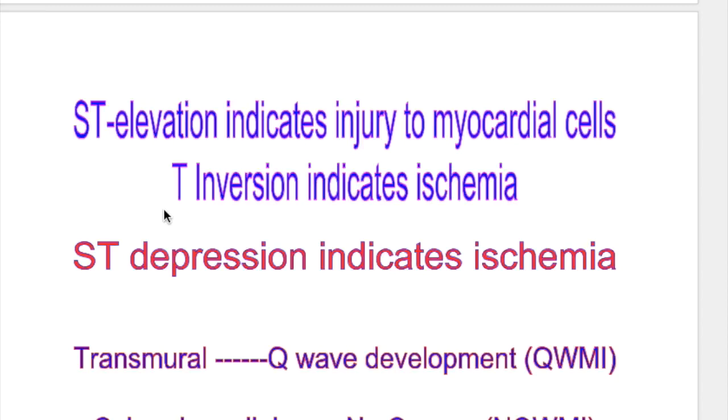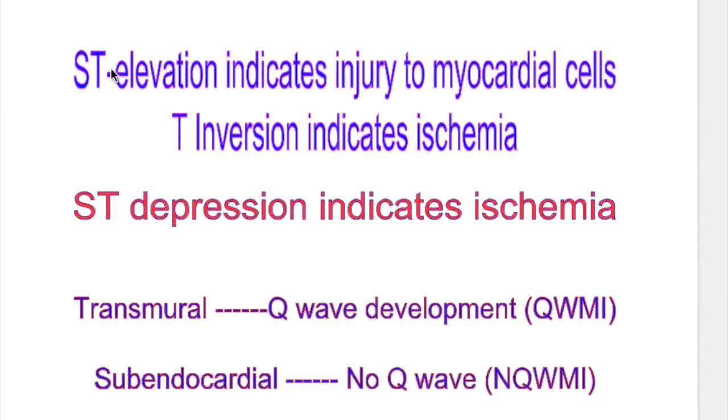So what's the meaning of ST elevation and ST depression? ST elevation indicates injury to the myocardial cell, and ST depression indicates an ischemia. And what does T inversion mean? T inversion indicates ischemia. So both inversions or depressions mean ischemia: T inversion and ST depression.